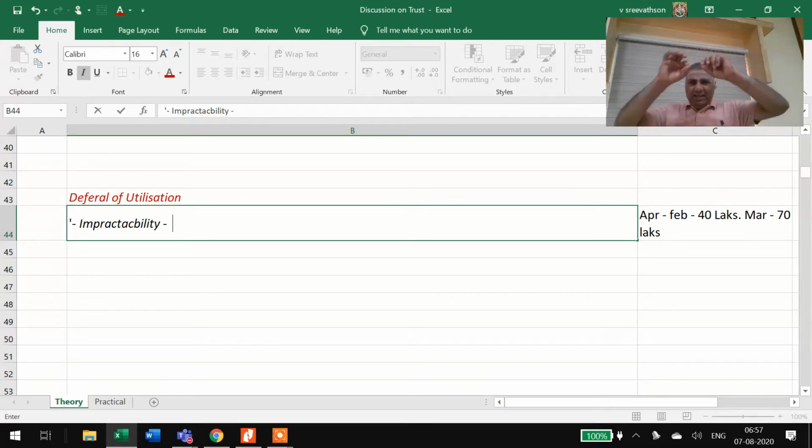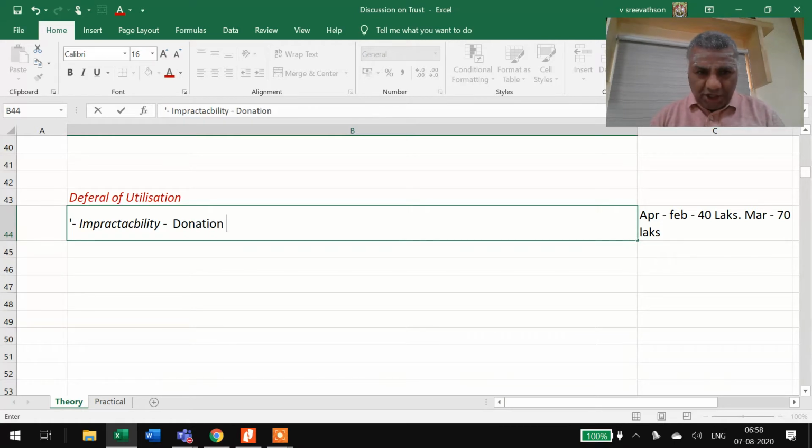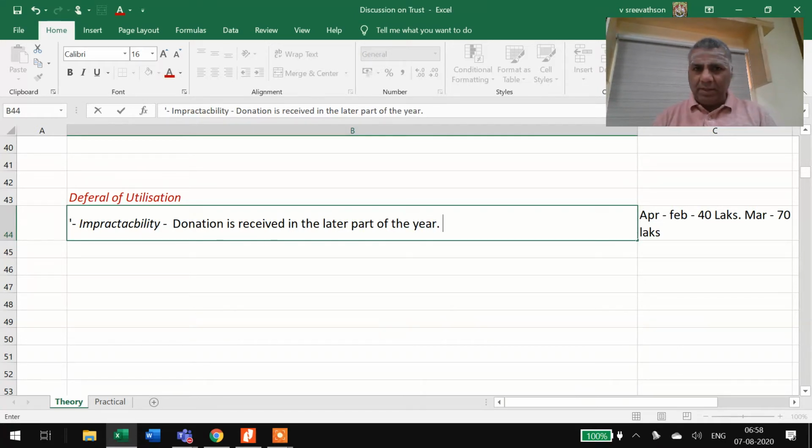Deferral has 3 branches. The extreme left is impracticability. Under that, the note says donation is received in the later part of the year. There is no specification of what is the later part of the year. It is impracticable to apply.